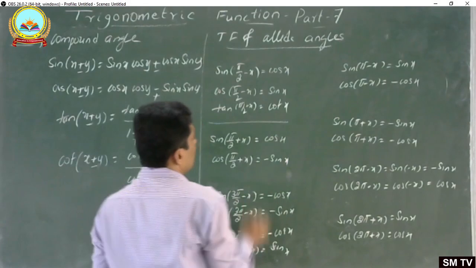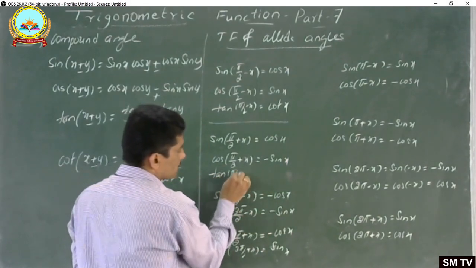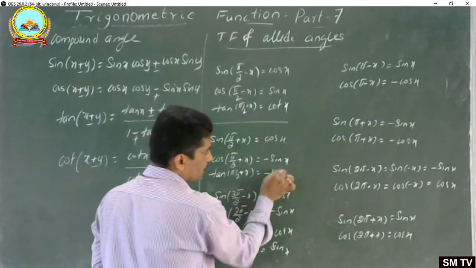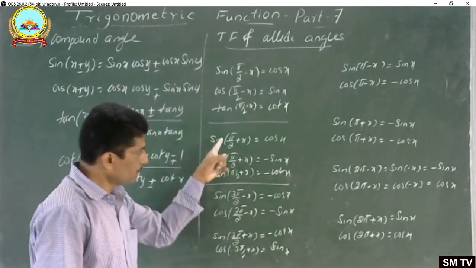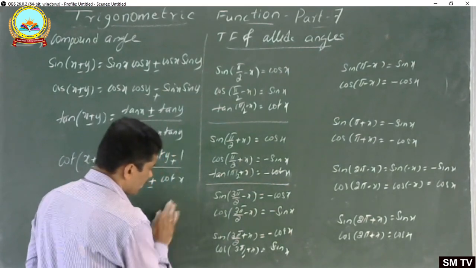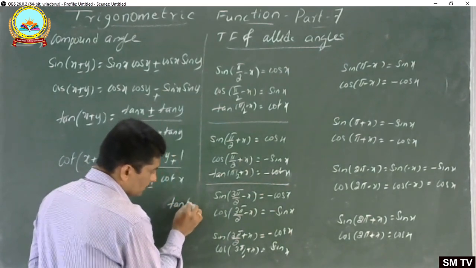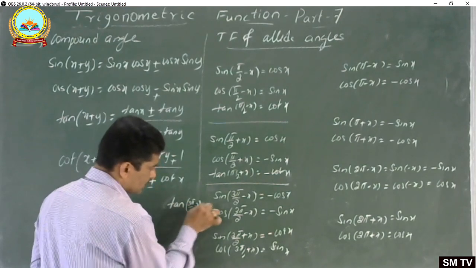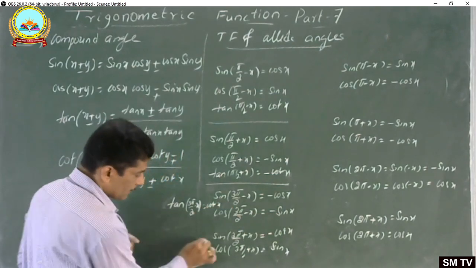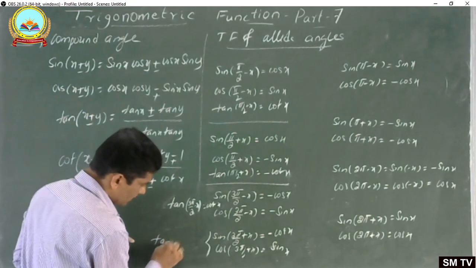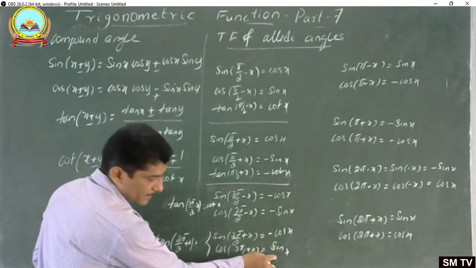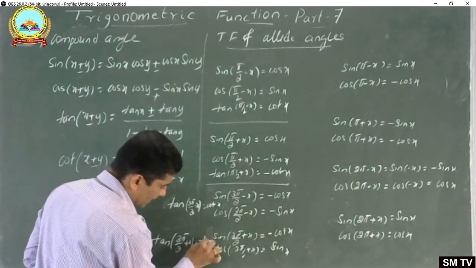Similarly, tan of pi by 2 plus x is cos x divided by minus sin x. It is minus cot x. Is it clear? Similarly, you derive the reciprocal functions. And here also, suppose I write tan of 3 pi by 2 minus x: minus sin by minus cos. Its value is cot x. And tan of 3 pi by 2 plus x is equal to minus cos x divided by sin x, means minus tan x.